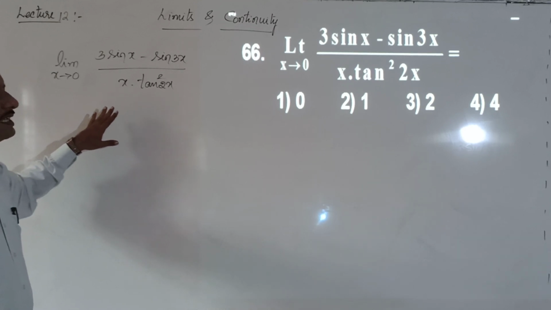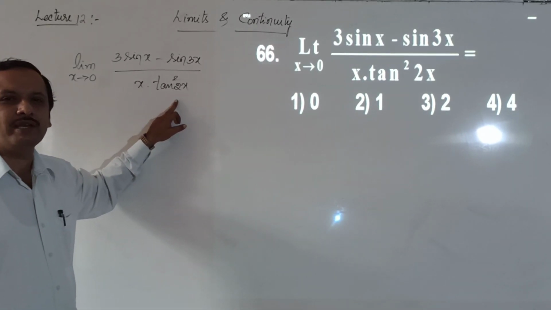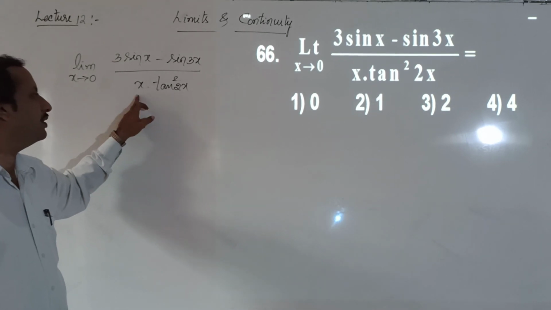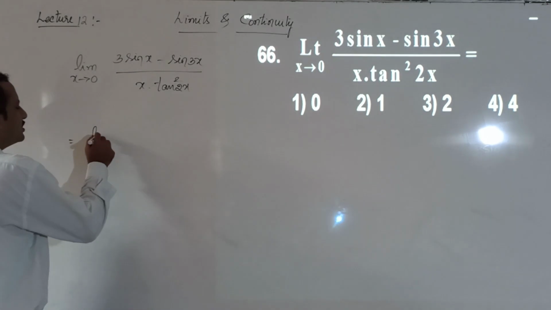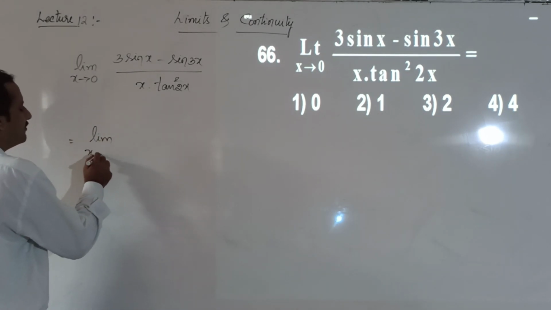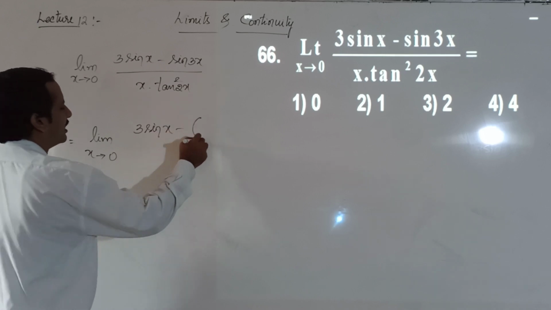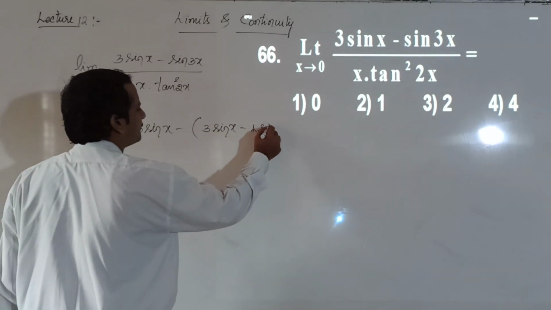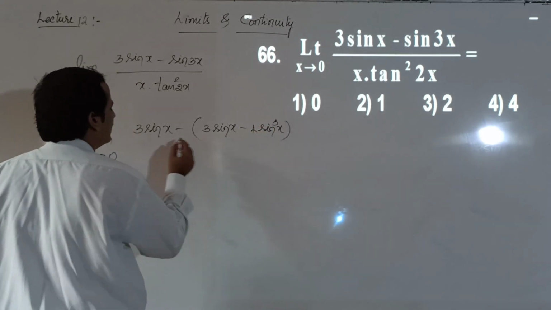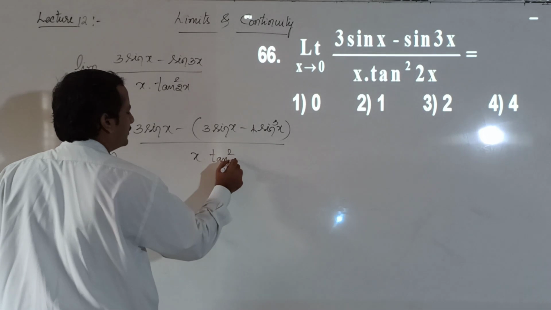But however, in this case, L-Hospital is not advisable because you have x into tan square 2x in the denominator. When we differentiate it, we have to use product rule, so it takes more time. Instead of that, I use a formula for sin 3x. As we already know that sin 3x is nothing but 3 sin x minus 4 sin cube x, divided by x into tan square 2x.